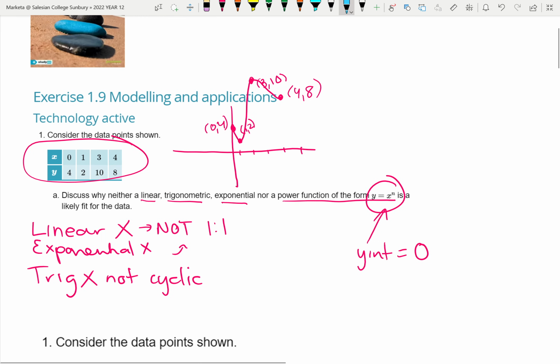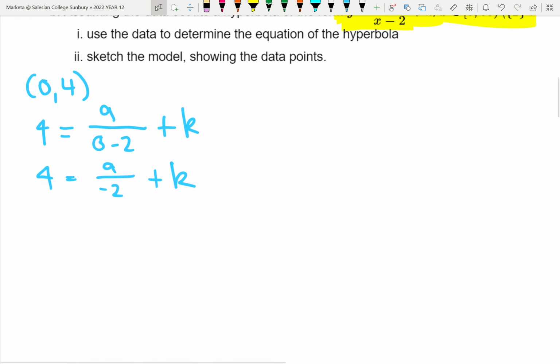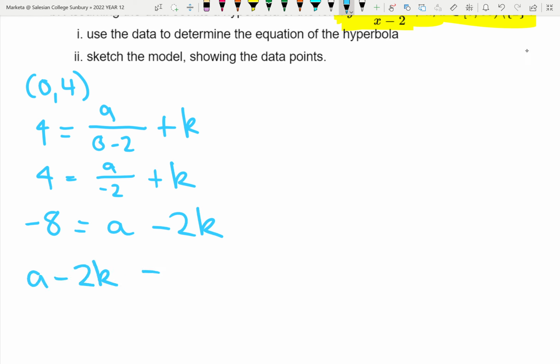This is using technology, so you would do it on CAS. You could do it easily on CAS. I'm just going to do it by hand because I feel like it's not really that difficult. We can do it by hand. So this would be my first equation. I'll just neaten that up. a minus 2k equals negative 8.